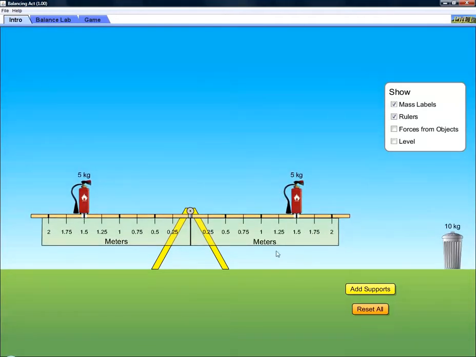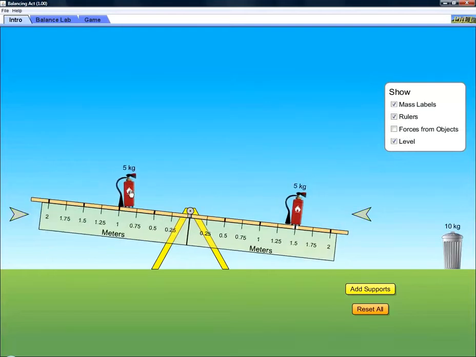This one a clockwise moment, trying to turn it this way. This one an anti-clockwise moment, trying to turn it this way. Seesaw is level. Move this one in.